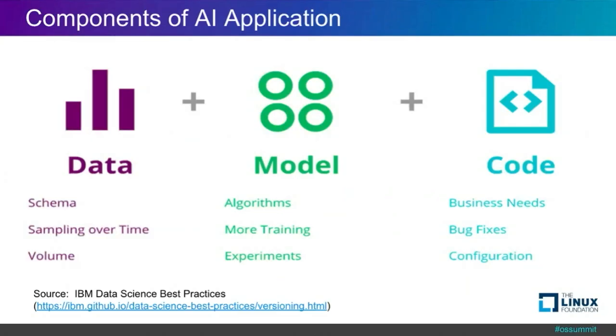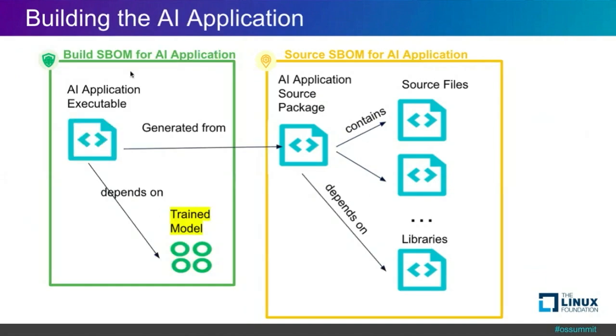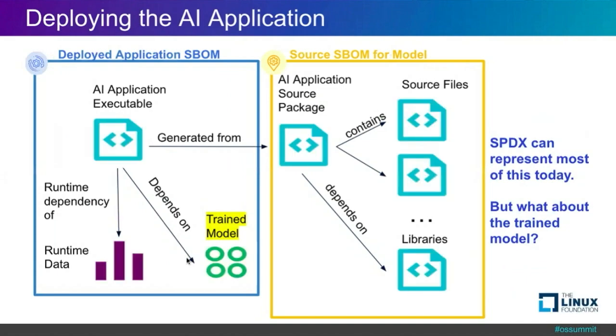So just to sort of look at data, model and code, we could create a build SBOM for the model, and then refer back to the sources that it was created from. We could create the AI application, which has been generated from, again, some sources, and it depends on a trained model. We could deploy that model and say it's depending on the trained model and some runtime dependencies on some data. And we could do this with SPDX today.